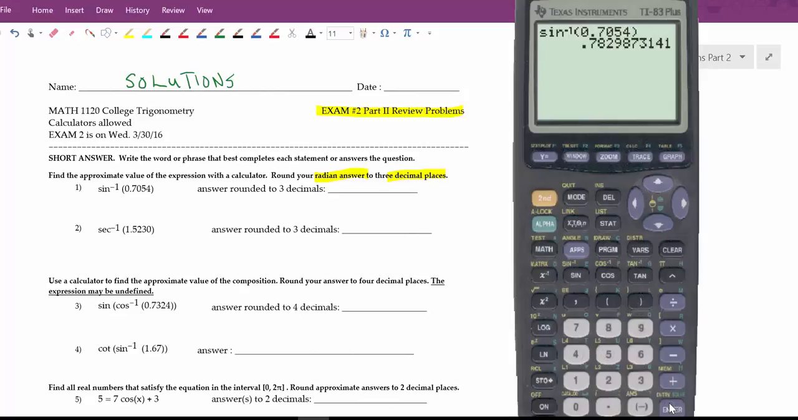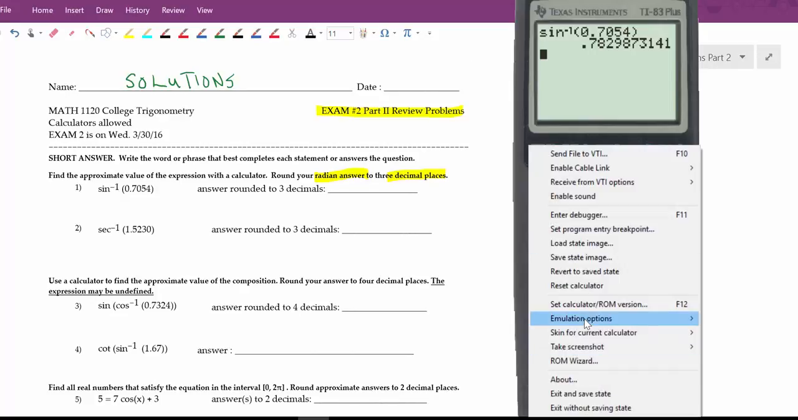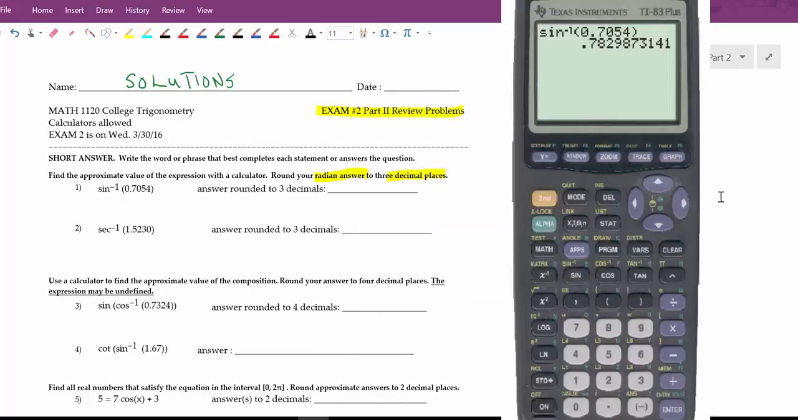Okay, just simply knowledge of how to put inverse trig functions on your calculator. Then I'm just going to round that off to 3 decimal places, so that's going to be written as 0.783 if we round that off. So that would be the answer to that problem.